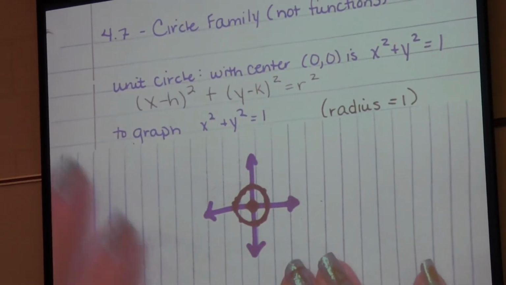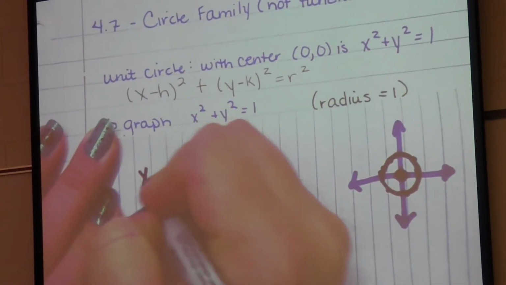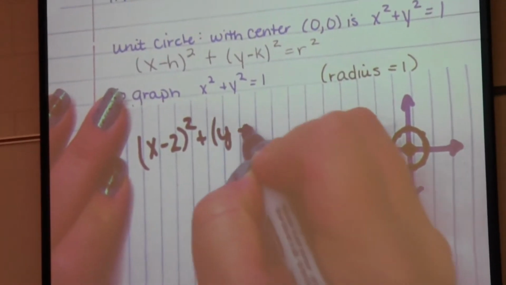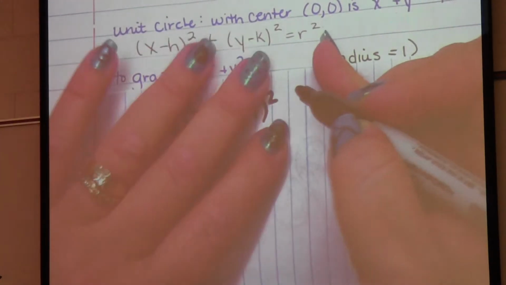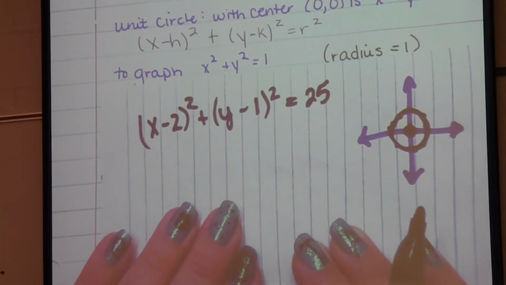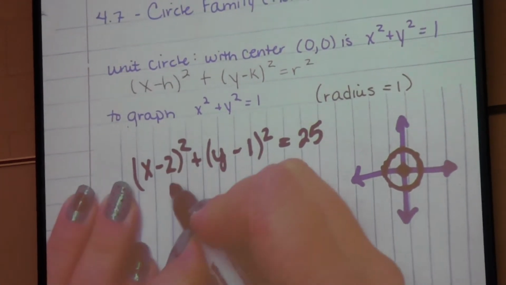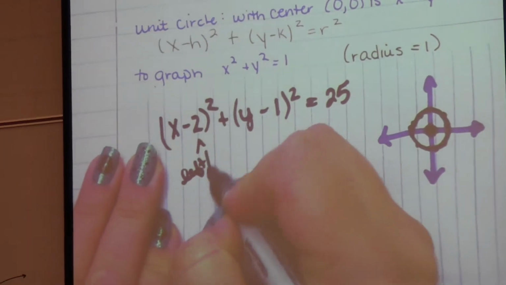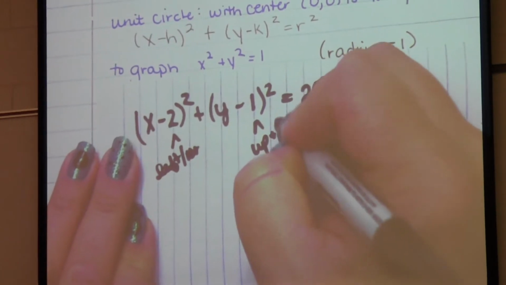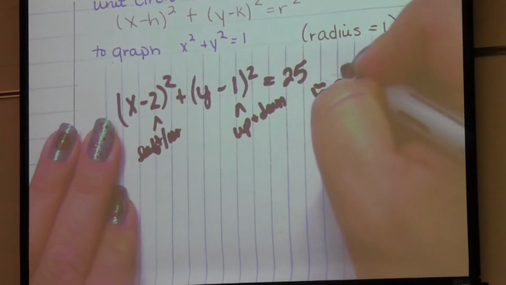So let's just look at a different equation. Let's look at x minus 2 squared plus y minus 1 squared equals 25. Now, if we look at our graph, this number is going to move it to the left or the right, because it's with my x. The number with my y is going to move it up and down. And 25 is the same as my radius squared.